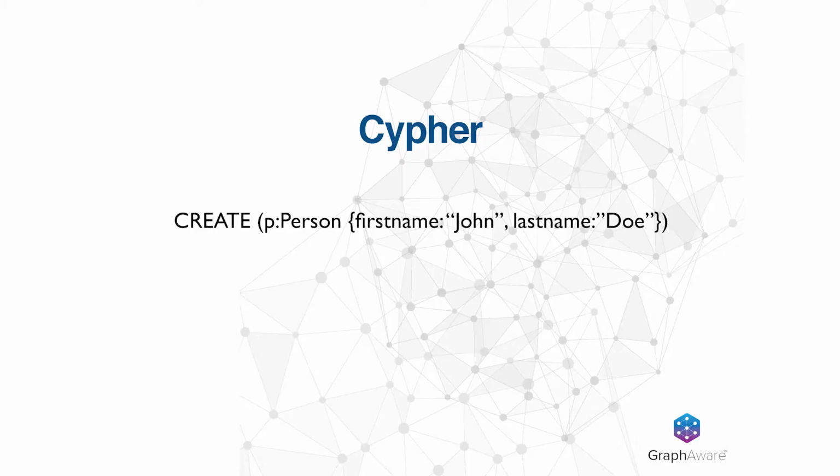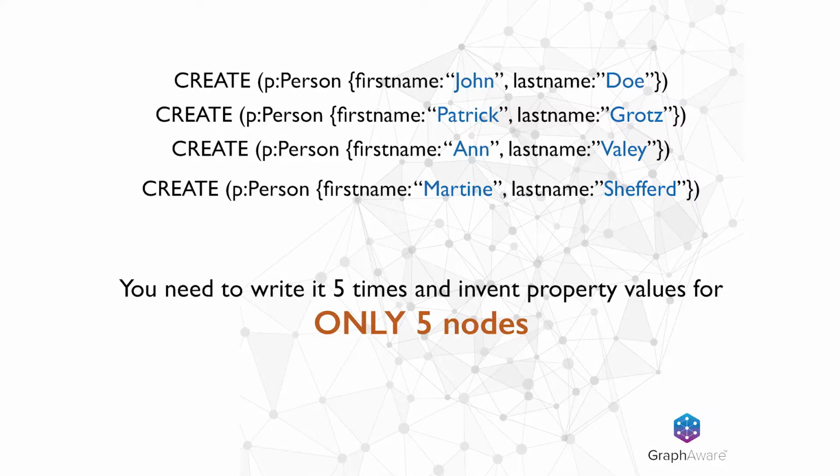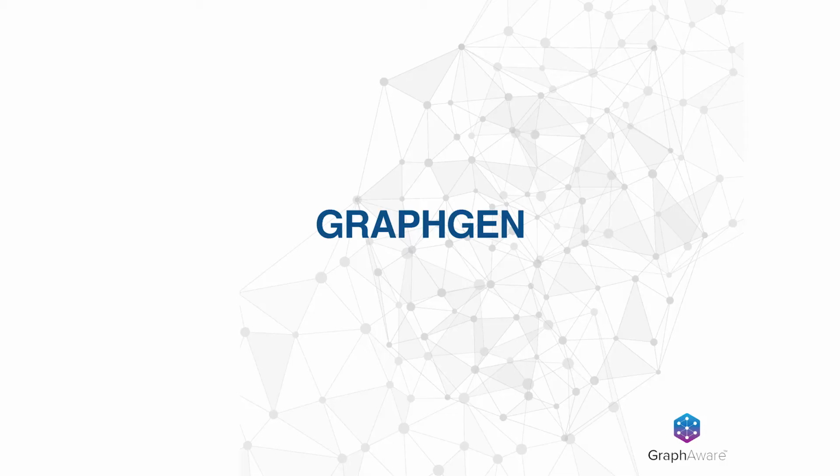You can also create data with Cypher, so manually, in the browser or in the Neo4j shell or with any API. This will create 1 node in your database. To create 5 nodes, you need to write the same query 5 times. And you will only have 5 nodes. And you need to be inventive with the values. That's why I have created GraphGen.